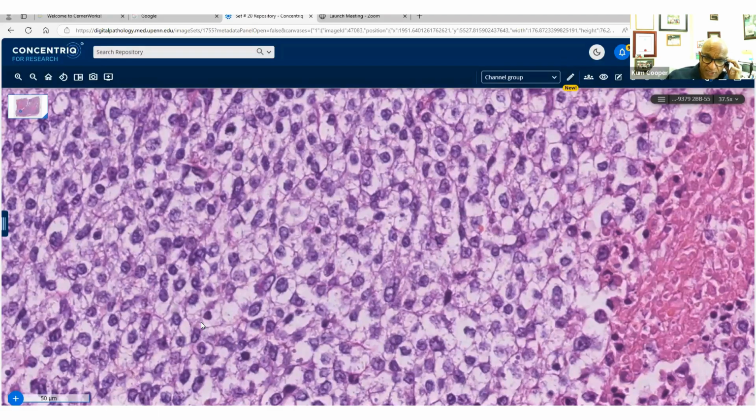So this is beautifully diffusely positive for WT1, which is a useful adjunct marker, but again, you still need to resort to molecular profile. Anybody want to guess what this turned out to be? I'm just curious. It's a tough one.